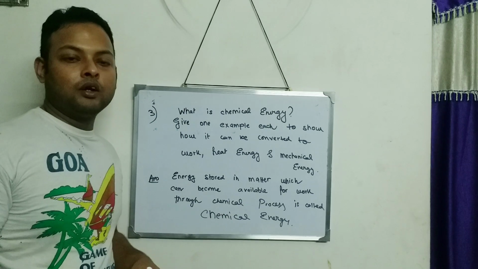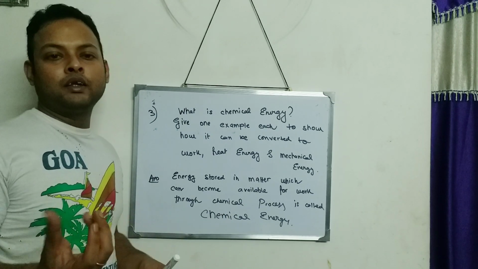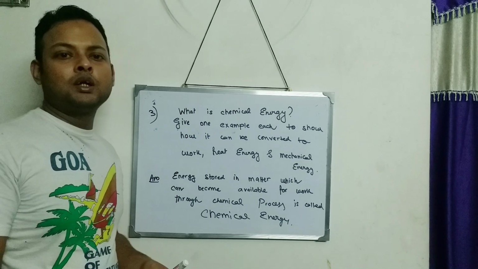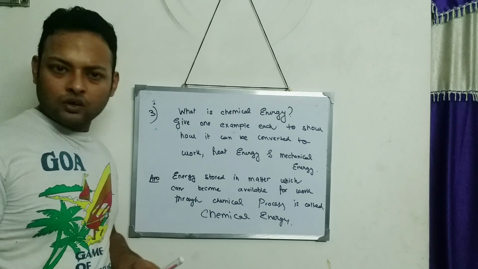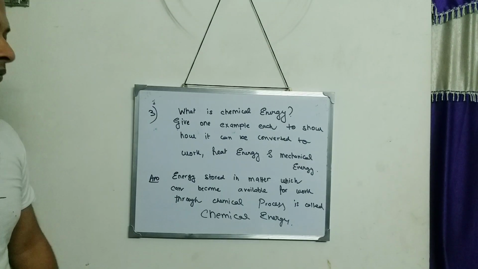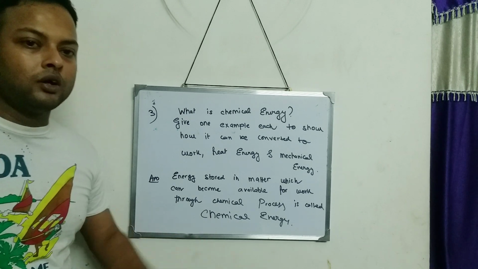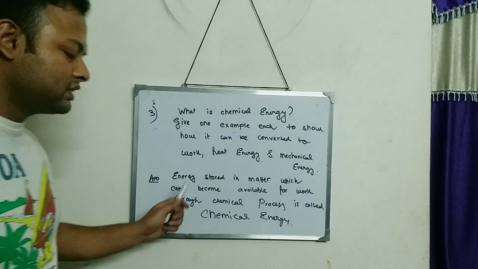After that, what is happening? When we burn the kerosene, heat is produced. By that heat, we can do some work. We can cook the food or something or the other. We can do certain kinds of work. So energy stored in a matter which is available for work by some chemical process is called chemical energy. This is a straight cut definition.